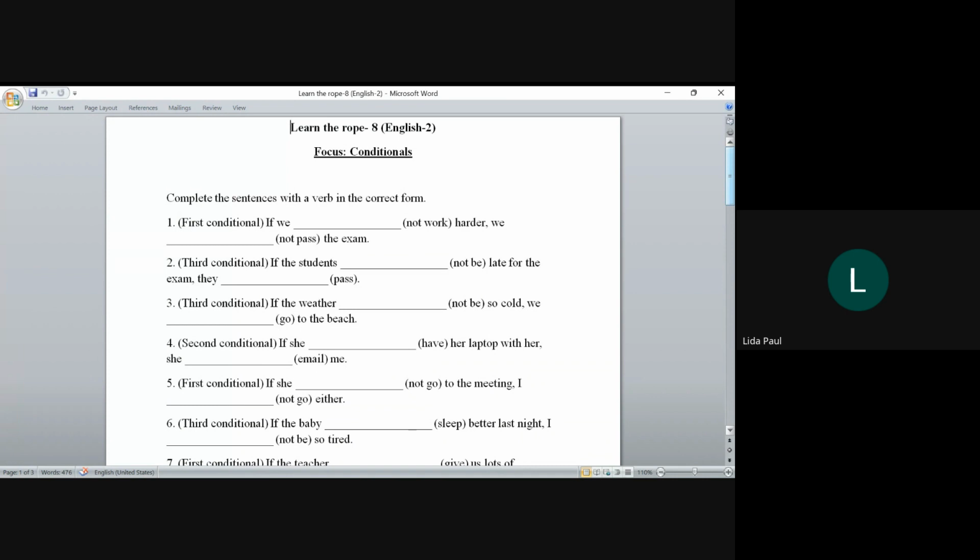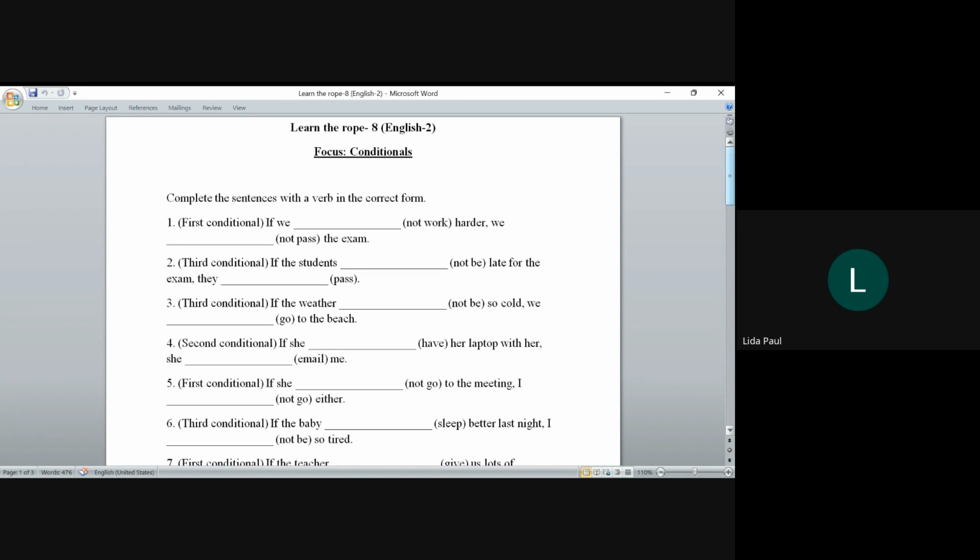Third one is again third conditional. Now you guys look at it and tell me what would be the answer. Third question. If the weather had not been so cold, we would go to the beach. If the weather had not been so cold, yes, correct.